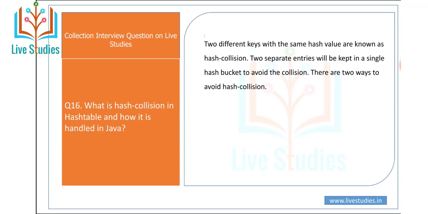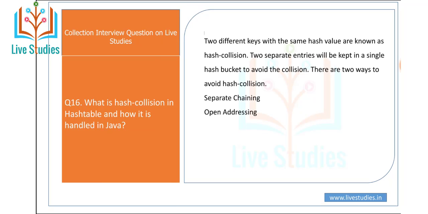Another question is, what is a hash collision in a hash table and how is it handled in Java? Two different keys with the same hash value are known as a hash collision. Two separate entities will be kept in a single hash bucket to avoid the collision. There are two ways to avoid hash collision. First is separate chaining and another is open addressing. Okay, move to the next question.